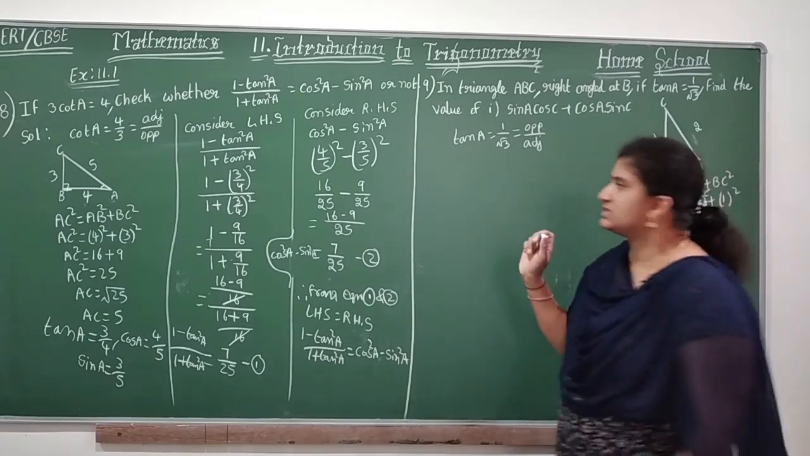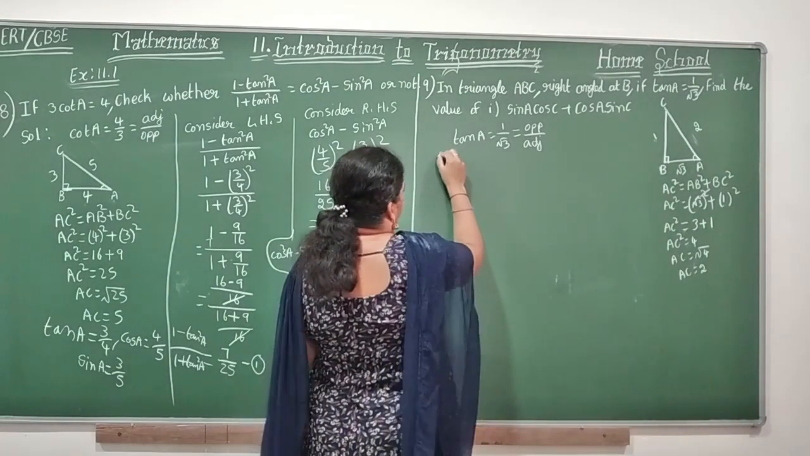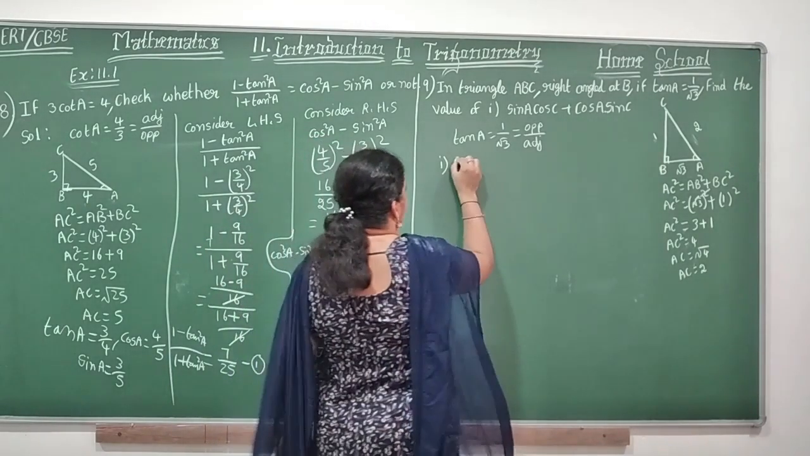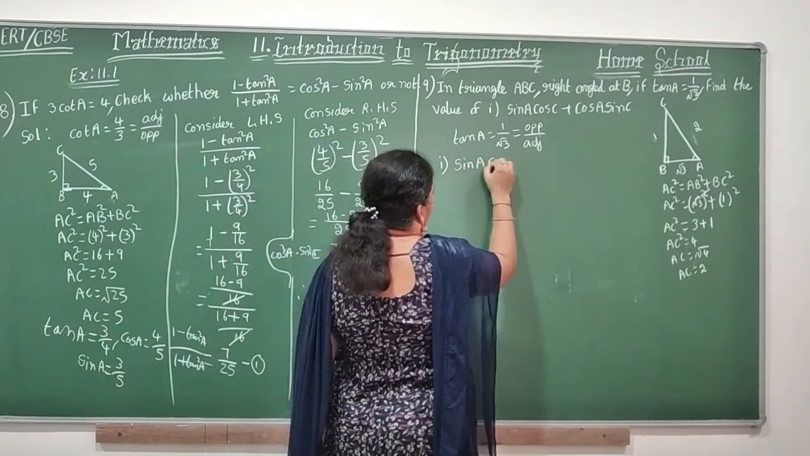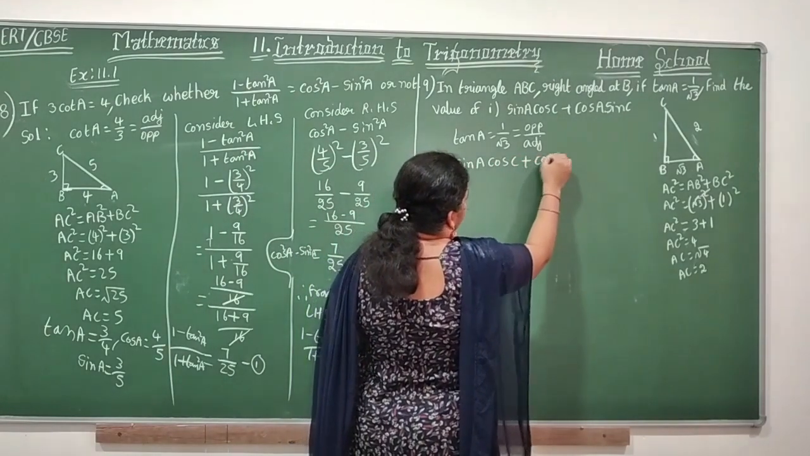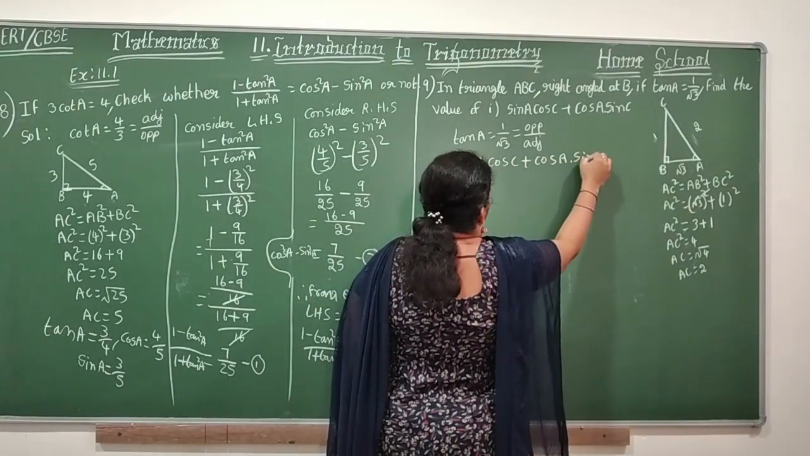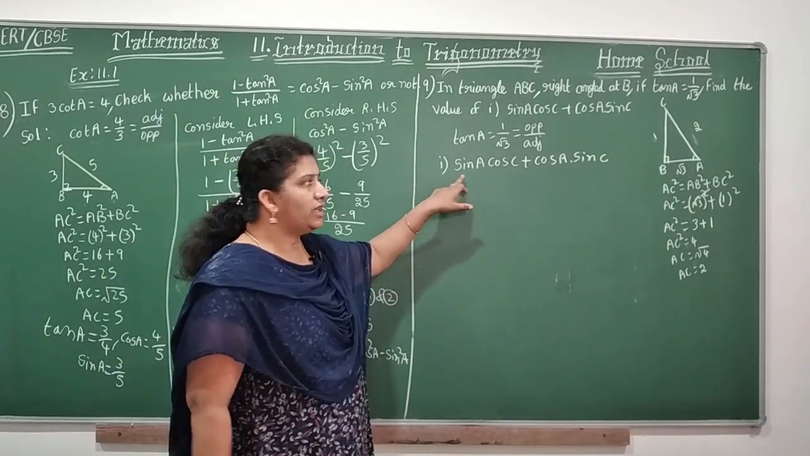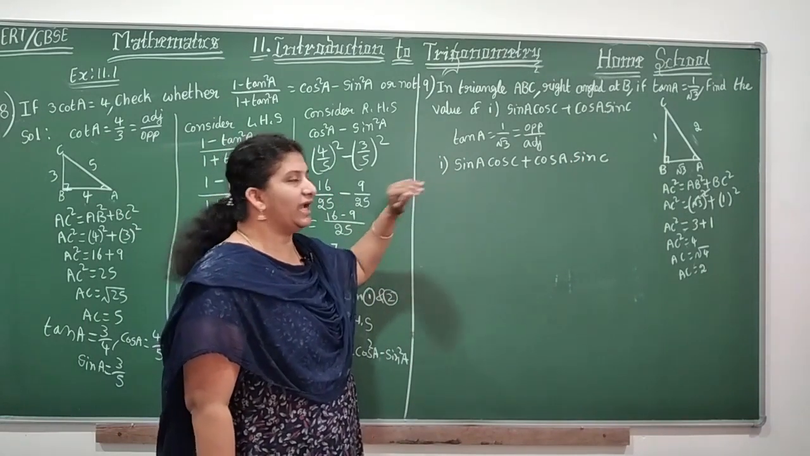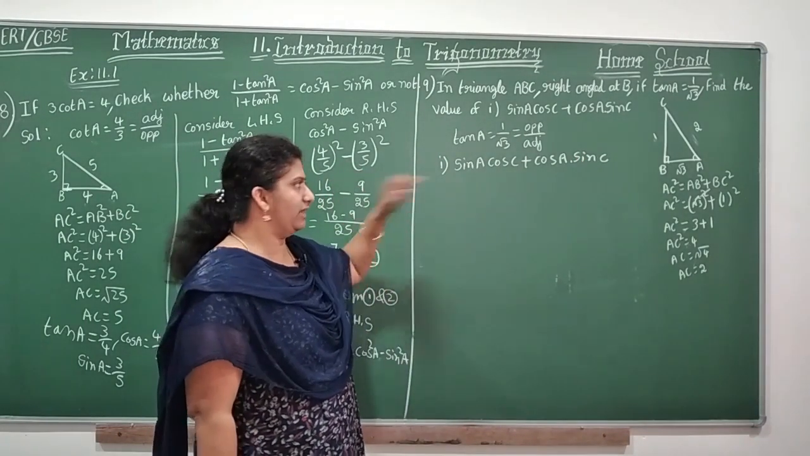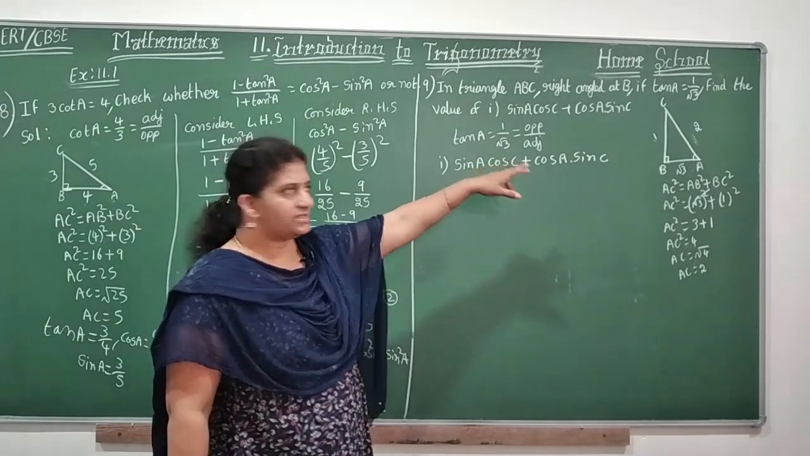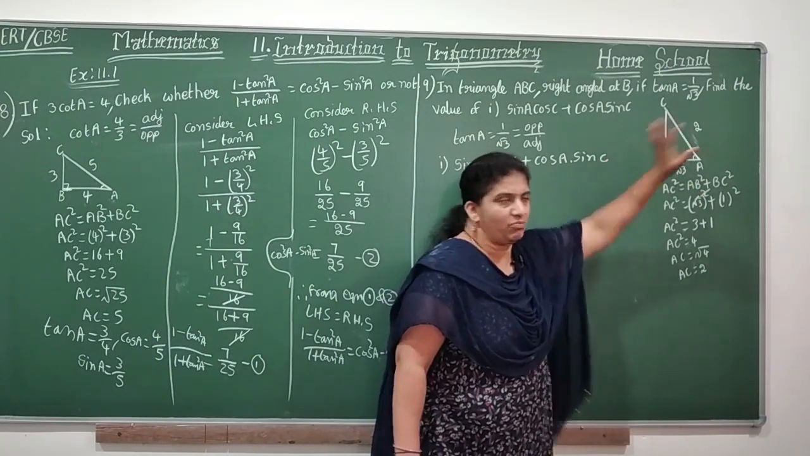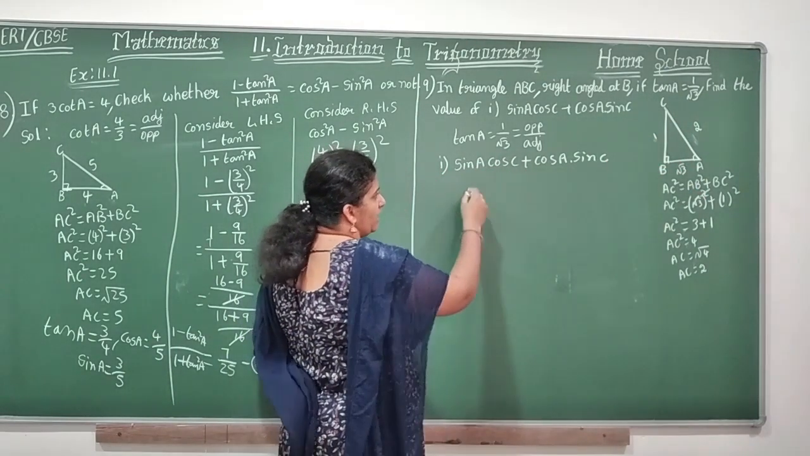So what is your first sub question here? Find sin A cos C plus cos A sin C. Something here is different. Sin A cos C plus cos A into sin C. Before starting this problem, what are all the ratios we have? We should be able to identify them by using the right angle triangle. Sin A, children. Sin A, your angle is here, right? Sin A is opposite by hypotenuse. What is your sin A value?